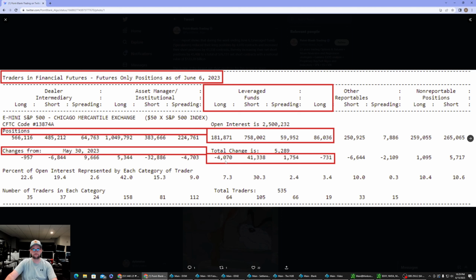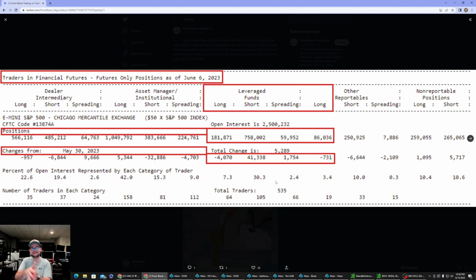We could come up with speculations, but overall, we're just going to talk about the specifics and the broad numbers here. Okay, so like I said, long positions came down 4,000 lots, whereas look at these shorts. Not only are these shorts way higher than the longs, but they also increased shorts by 41,000 lots. Notice the difference. You have 181,000 longs and 758,000 shorts. And not only did the shorts outweigh the longs by that much, but they also added to it from May 30th to June 6th.